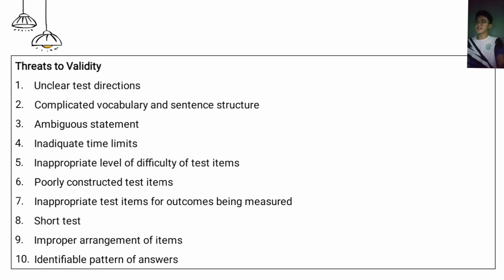So we have here the threats to validity: first, unclear test questions. Second, complicated vocabulary and sentence structure. Third, ambiguous statements. Fourth, inadequate time limits. Fifth, inappropriate level of difficulty of test items. Sixth, poorly constructed test items. Seventh, inappropriate test items for outcomes being measured. Eighth, we have the short test. Ninth, we have the improper arrangement of items. Tenth, we have the identifiable pattern of answers.